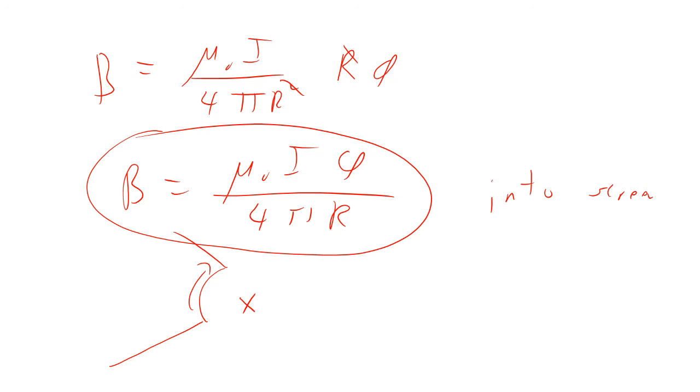Okay, now, very, very important. Phi must be in radians. So the phi must be in radians. It will not work if you put that in degrees. So that must be in radians. Okay. So that's how you basically do this. This is the magnetic field of an arc.